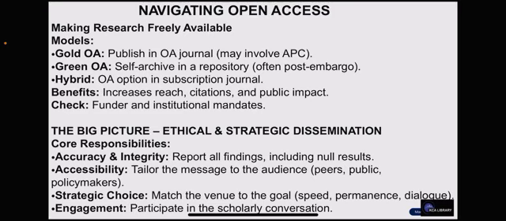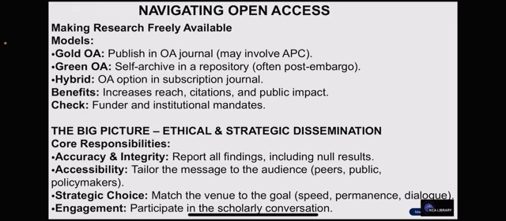So this has to do with making research freely available. So we have the models here. We have the gold OA, we have the green OA, we have the hybrid, we have the benefits and the check. So this is how to make research freely available and accessible. You publish in an OA journal. It may involve an APC.